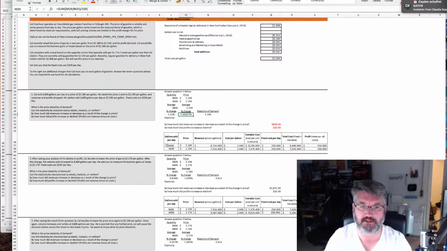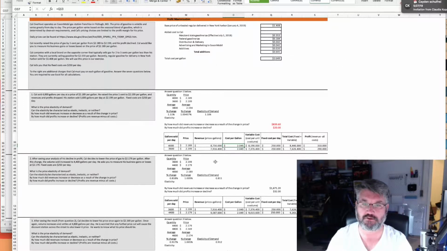So what I did is, this one says there were 4,000 gallons per day sold at $2.189. Total revenue for that amount of fuel sold was $8,756. The wholesale cost is where this number is coming from. If you look up here, it's coming from cell Q13. Variable cost was $8,196, which is the cost per unit times the volume. The fixed cost per day, which doesn't change at all, is $250. So I just put $250 in this cell.